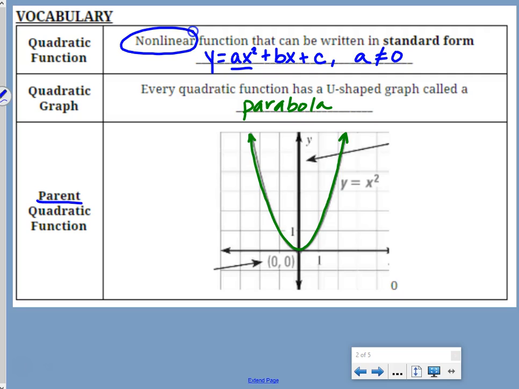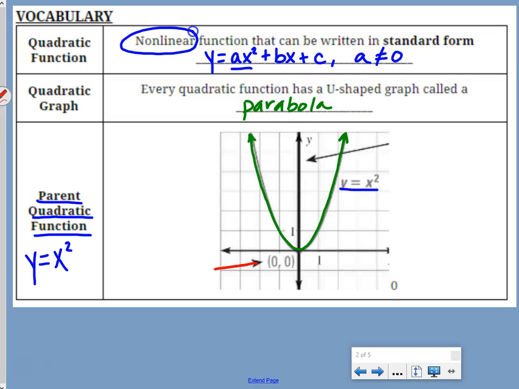Parent quadratic function. Our parent quadratic function is y equals x squared. It's the basic quadratic function that all other functions stem from. So right here, graphed in green, y equals x squared. That's pictured for us. There are certain pieces about a quadratic function.